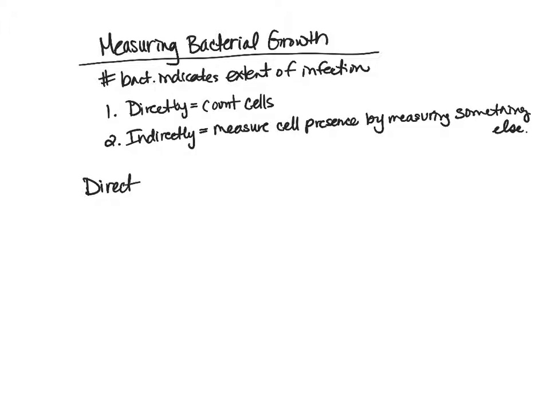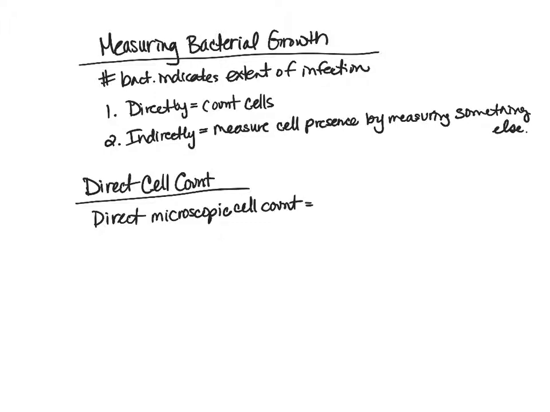So if we look closer at direct cell count, one example is the direct microscopic cell count. In this case, what we're going to do is transfer a known volume of a culture. So we'll measure out, say, 0.5 milliliter of a culture to a calibrated slide. Oftentimes it's smaller than 0.5 milliliter. It would be something like 0.25 milliliter or something even much smaller, like 100 microliters, for example. That will be placed on a calibrated slide or a Petroff-Hausser chamber, a counting chamber. All of those are the same thing, different terms for the same thing.